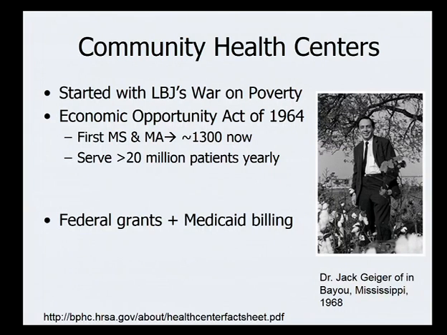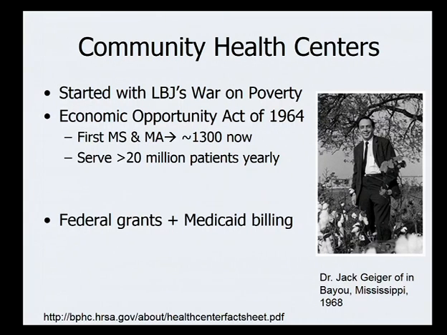Another element of the safety net that I think is worth understanding, or at least hearing a tiny bit about, is community health centers. This is not a payment mechanism, but people who are uninsured could go to them, and they would receive federal grants. And they were started as part of the war on poverty, and there's a picture of Dr. Jack Geiger, who was involved in founding the first community health center in Mississippi, and also the first one in Massachusetts. And there are 1,300 now, and they serve a lot of people.